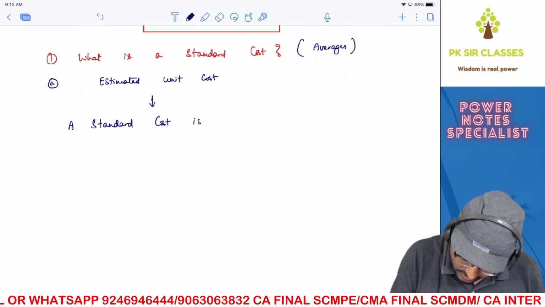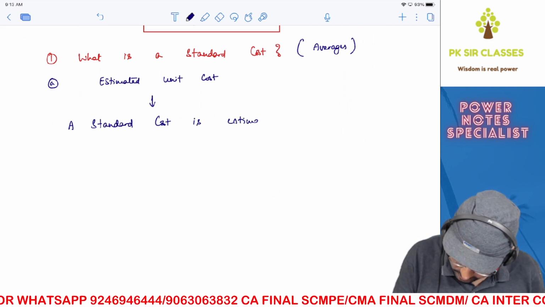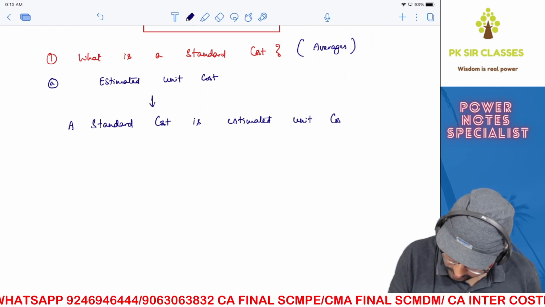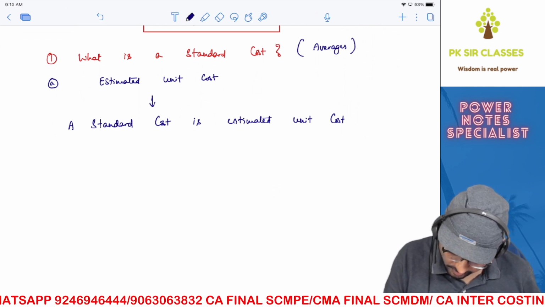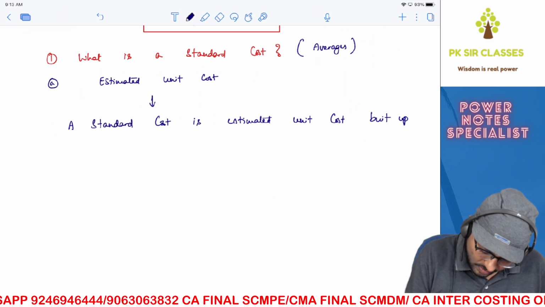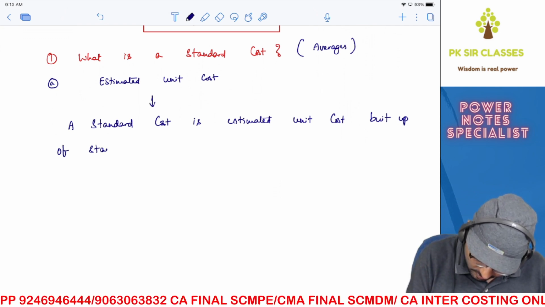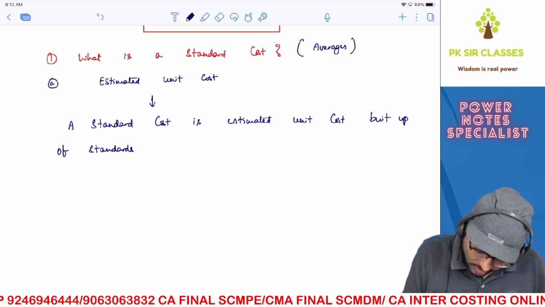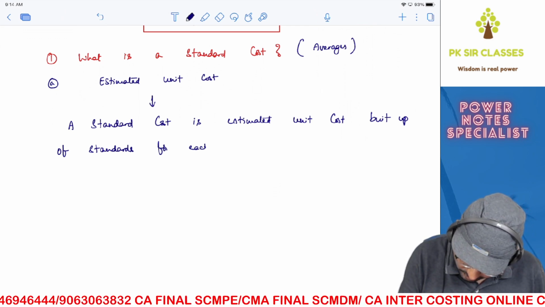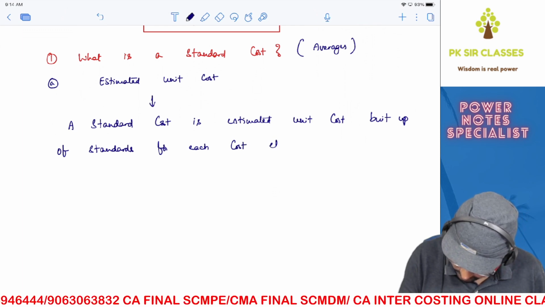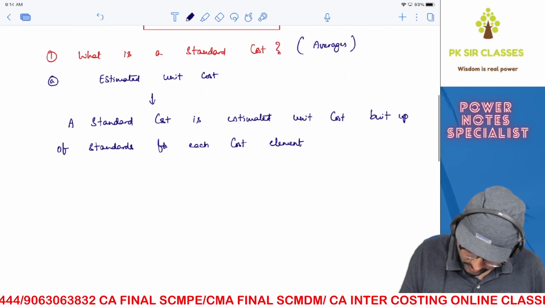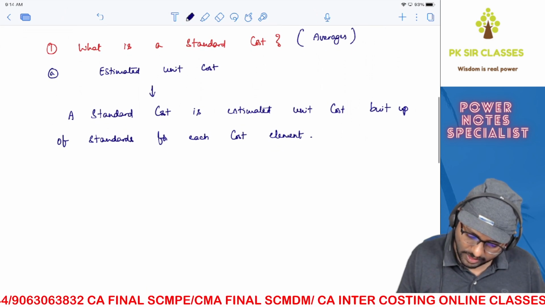is estimated unit cost, which is built up of standards for each cost element. Okay, right. What is this, sir?